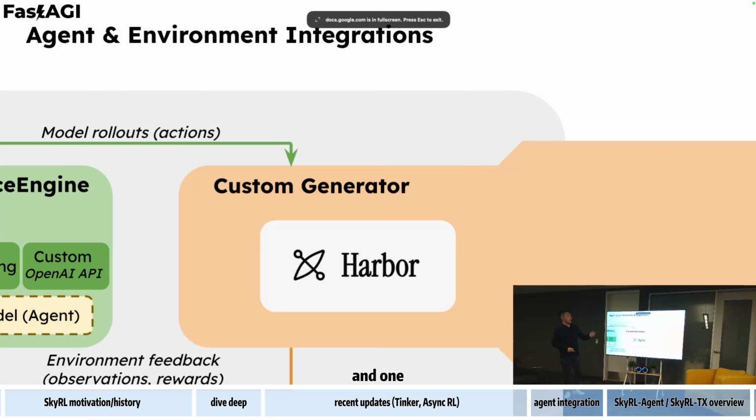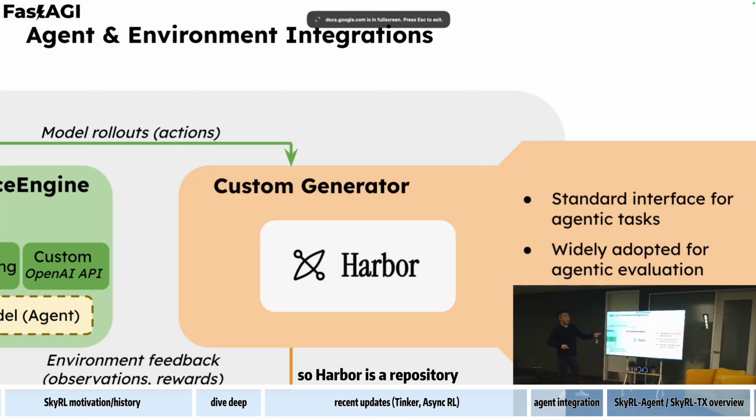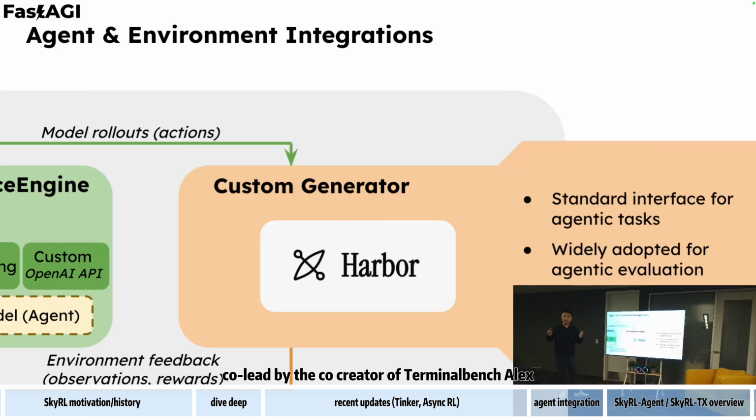That's it. One example of such agent integration I want to point out is Harbor. Harbor is a repository co-led by the co-creator of Terminal Bench, Alex. This is a standard interface for agentic tasks, and it is widely adopted for agentic evaluation. The main motivation of this framework is to evaluate on Terminal Bench. But since you can evaluate on Terminal Bench, you can also generate SFT traces with it. You can also do RL with it because you can generate rollouts with that framework. It also handles sandbox spin-up and scale-up.